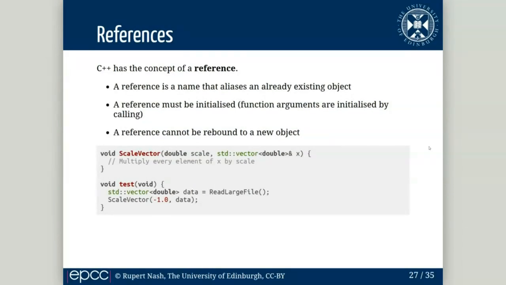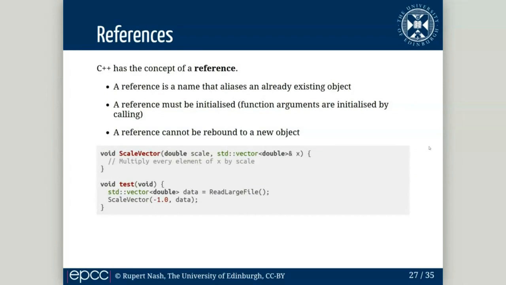To introduce a reference, we use that ampersand, as I mentioned earlier, and we saw that example earlier. So in scale vector there, in that function, we see that it takes a double, which is the scale, and then it takes a reference to a double vector from the standard library. That's with the ampersand, that's x. So x is a reference to a double vector.